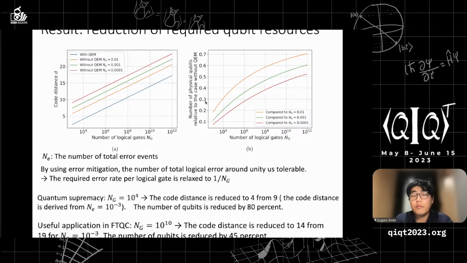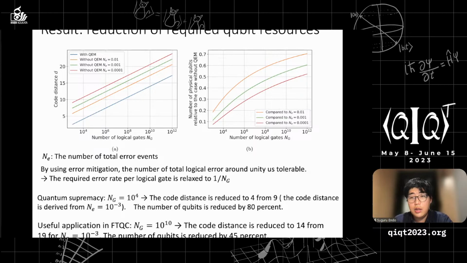So when we consider this green line, in the case where the number of logical gates is 10 to the 4, the number of qubits required becomes 20% or something like that. So this is a significant reduction.